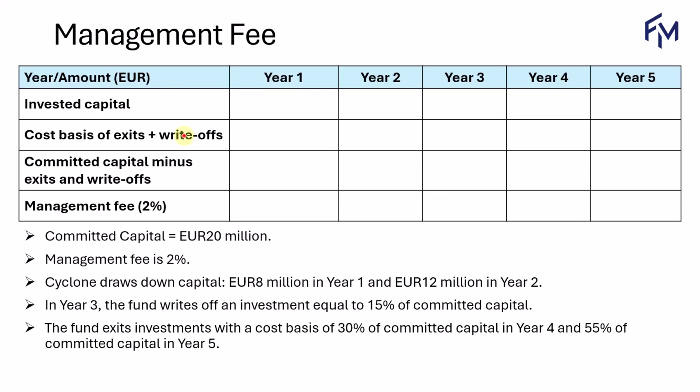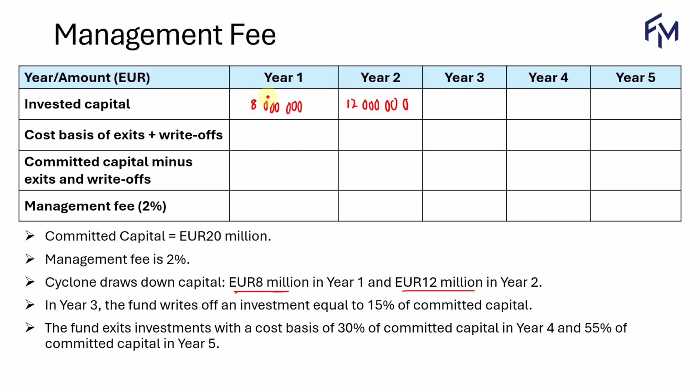So now we'll fill up the table for the invested capital, the cost basis of exits and write-offs, and the committed capital minus the exits and write-offs. Then we'll calculate the management fee based on 2%. So for the capital drawdown, it will be 8 million euros in year 1 and 12 million euros in year 2. So we'll just write down 8 million for year 1 and 12 million for year 2.